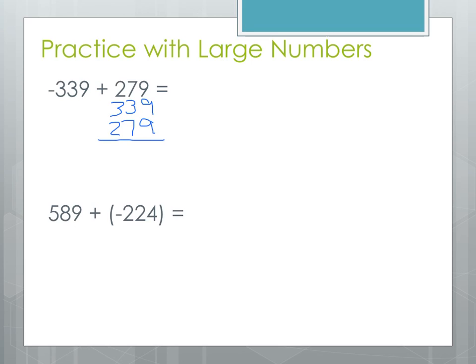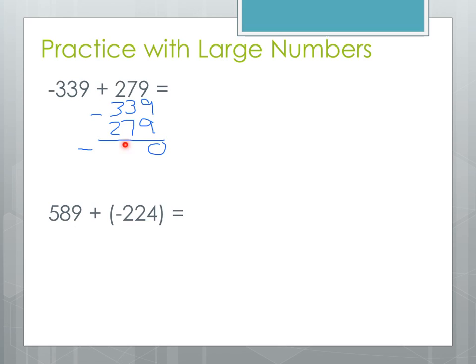Okay. So we subtract the small one from the larger one. And recall that the sign of our answer is going to be the sign of the larger number, which is negative. I'm going to go ahead and write that in now so we don't forget to do it later. Then we're going to start subtracting over on the right column. We're going to do 9 minus 9, and 9 minus 9 is 0.